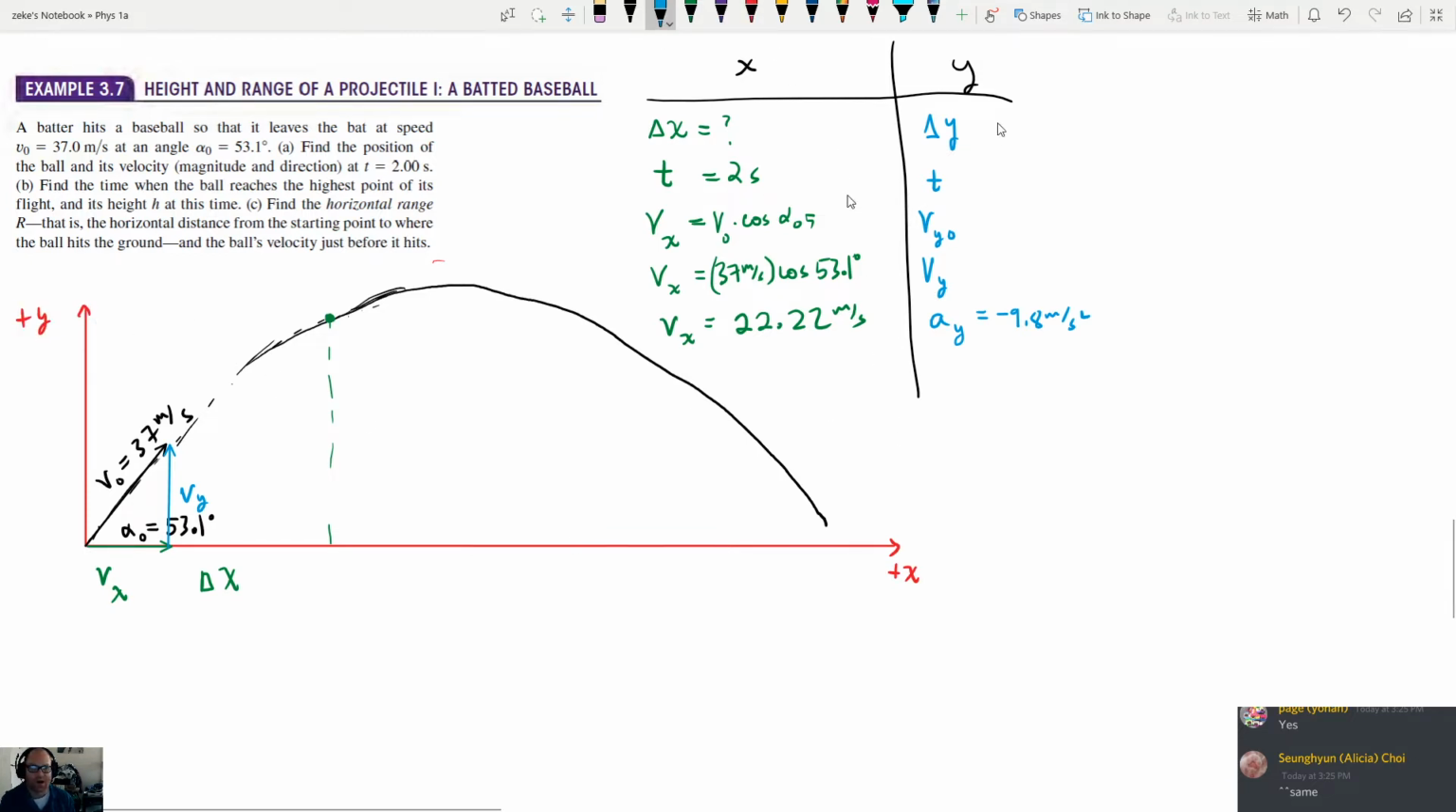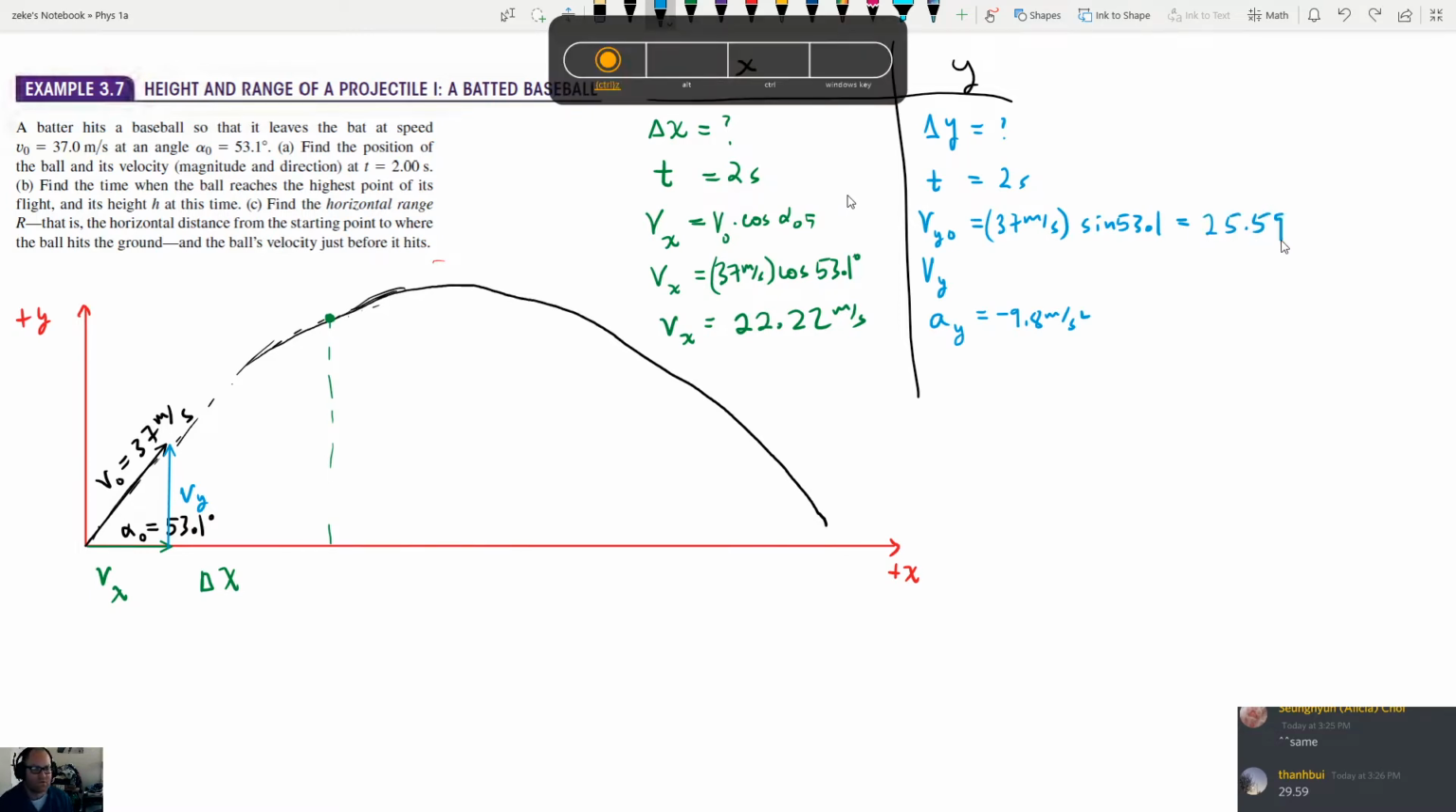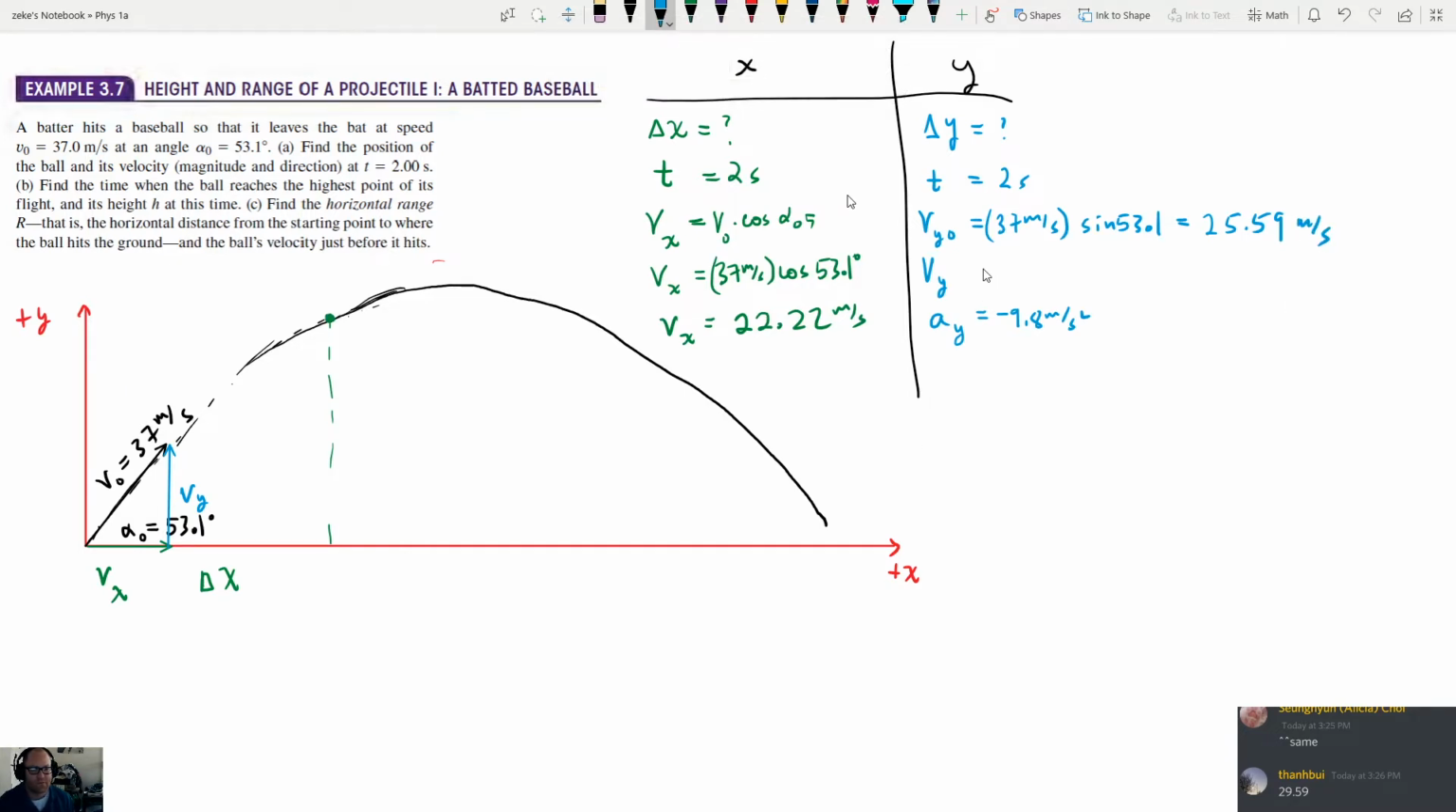All right, delta y, for this first part, we don't know what it is. The time we do know is 2 seconds. Vy initial we can calculate from here. This is going to be equal to 37 meters per second multiplied by the sine of 53.1. This one is going to be 37 times sine. So I got 29.59. Yeah, I agree. Oh, that's awful. And then Vy we don't know.